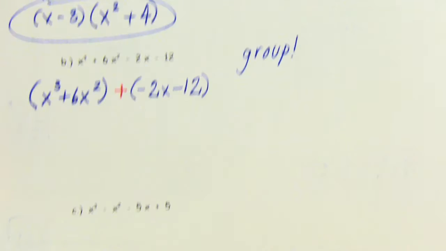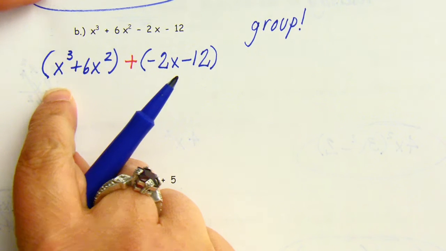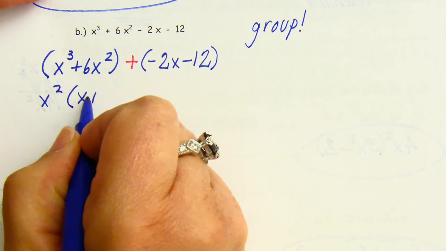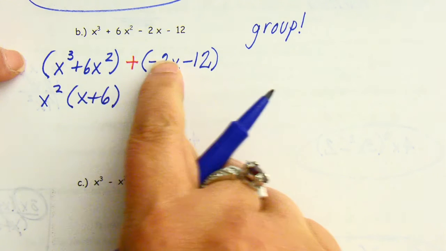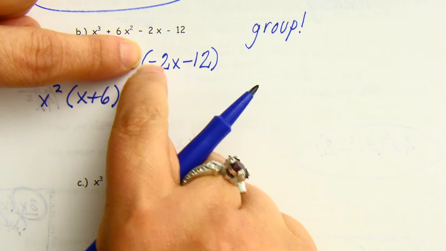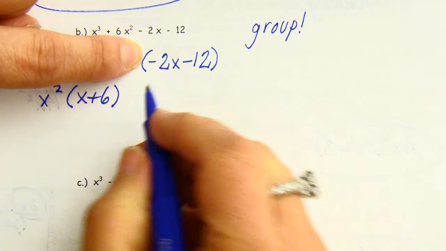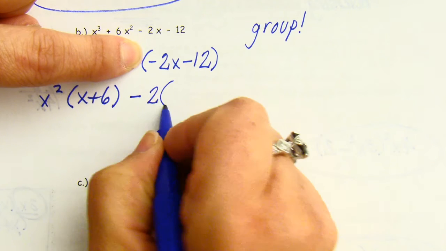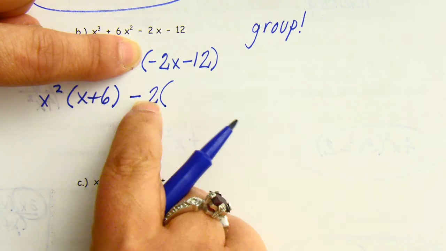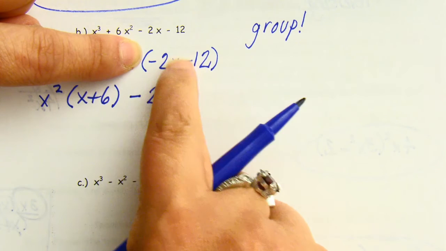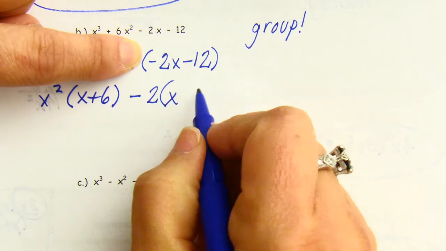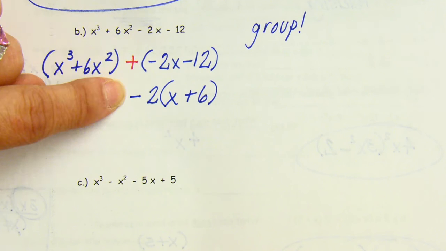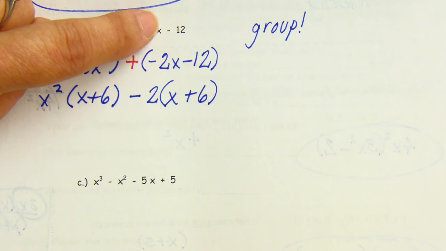Alright, now I'm ready to take my GCF out of here. x squared. What's left? x plus 6. What do these have in common? Negative 2. This is a leading negative. I'm going to pull it out now. Negative. What do these have in common? 2. What's left? Negative 2x divided by negative 2 is x. Negative 12 divided by negative 2 is plus 6. I say shove the negative in and then factor it out so you remember to change the sign of this.